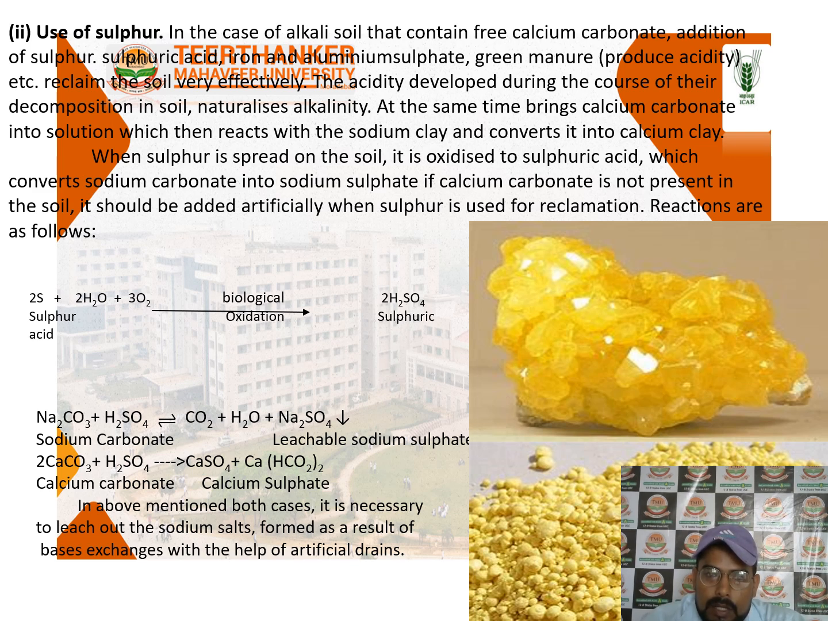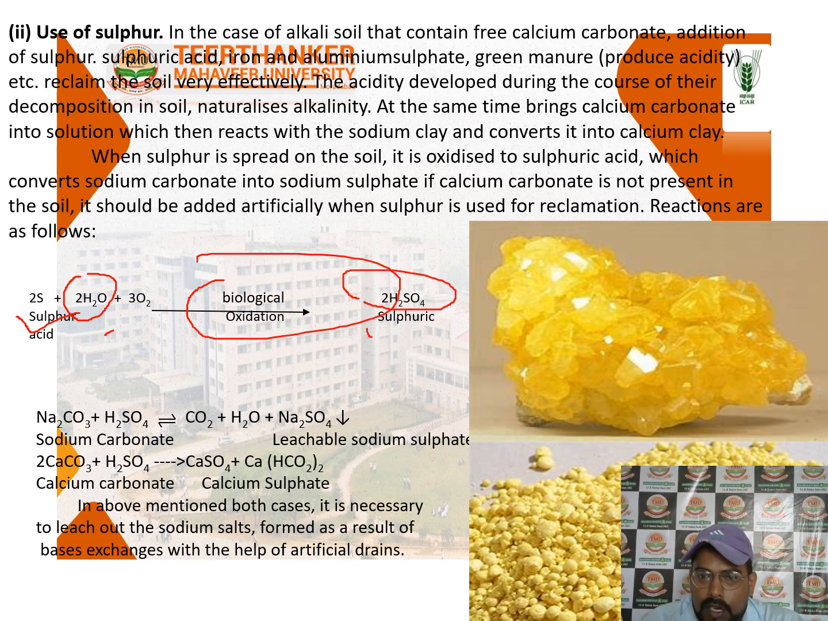When sulfur is applied in the presence of water and oxygen, after biological oxidation it creates sulfuric acid. Sulfuric acid is strongly acidic and increases the acidity. The sulfuric acid then reacts with the sodium carbonate, because sodium carbonate or bicarbonate is dominant in alkali soil. The dominant cation reacts, the CO3 is replaced, CO2 and H2O are released, and we get sodium sulfate.